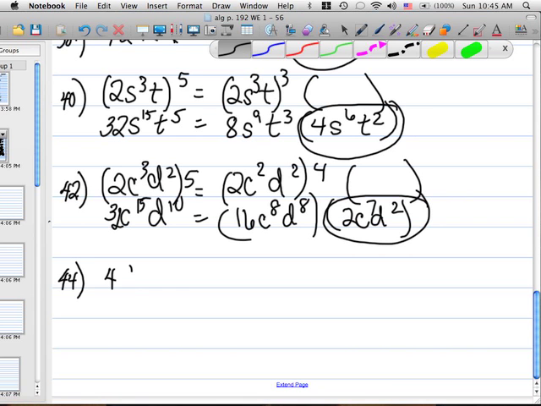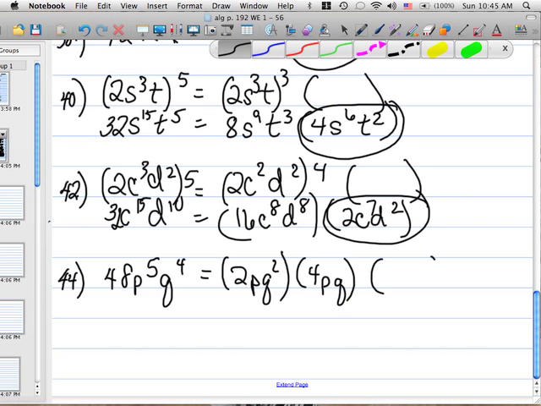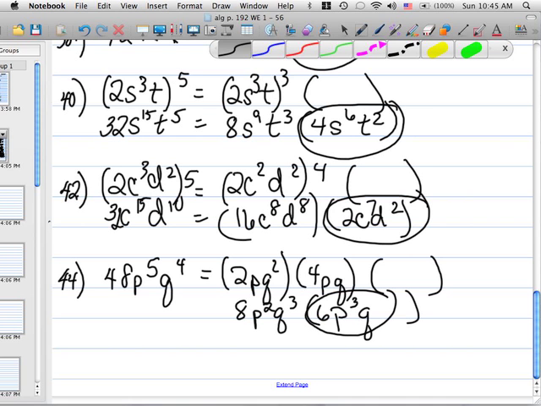Problem 44. 48p to the 5th q to the 4th equals 2pq squared times 4pq times a missing factor. First, multiply these two factors together, so we get 8p to the 2nd, adding your exponents, q to the 3rd. So now we can find out what we're missing. 8 goes into 48 6 times. We have 2 from 5, we need p to the 3rd, and 3 from 4, a q. So the missing factor is 6p cubed q.